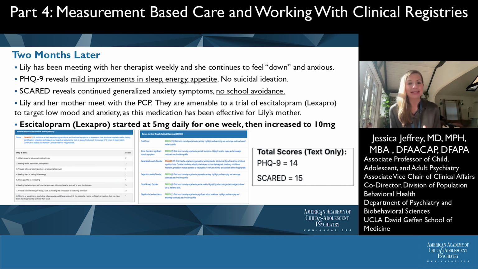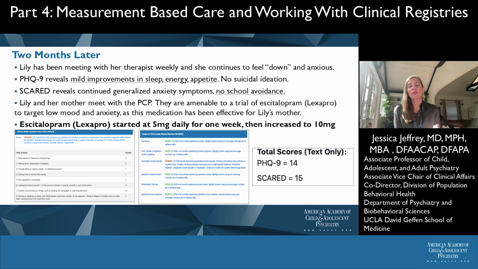Okay, so let's see what happens. So now we have a primary care provider who has used the rating scales to augment the evaluation. So our quantitative data are augmenting the qualitative piece, the clinical evaluation, and has initiated treatment. In this case, the patient and family prefer to begin treatment with therapy, cognitive behavioral therapy.